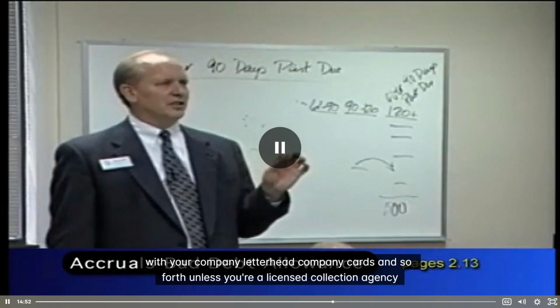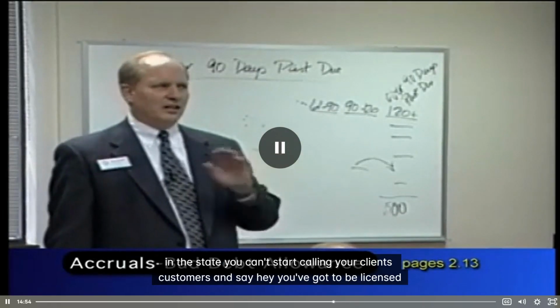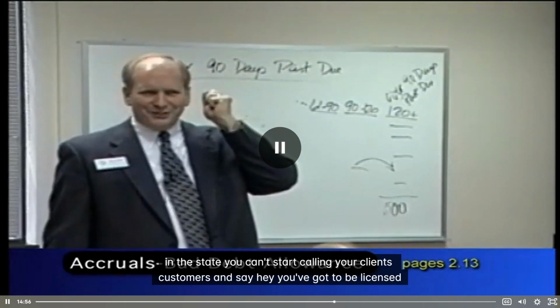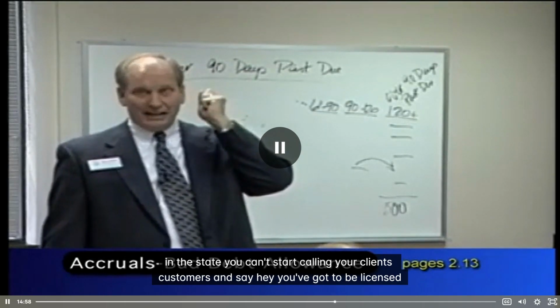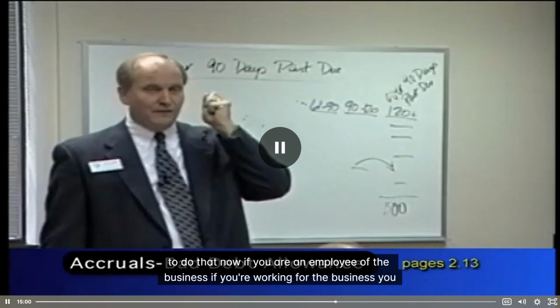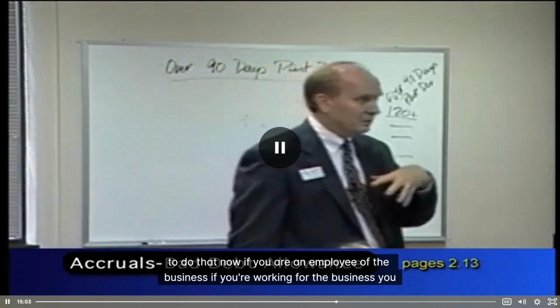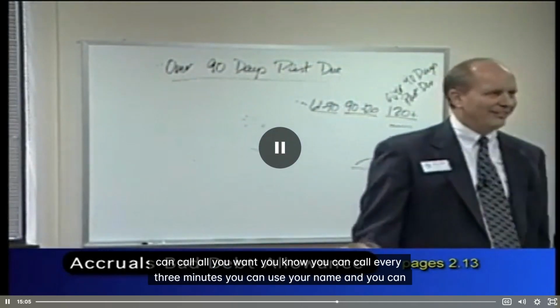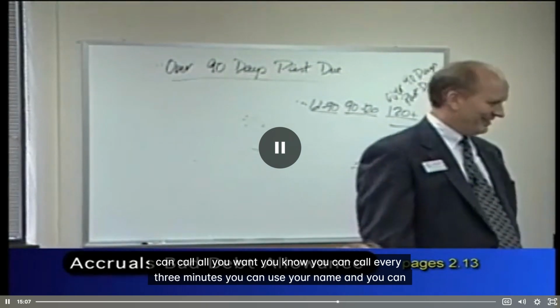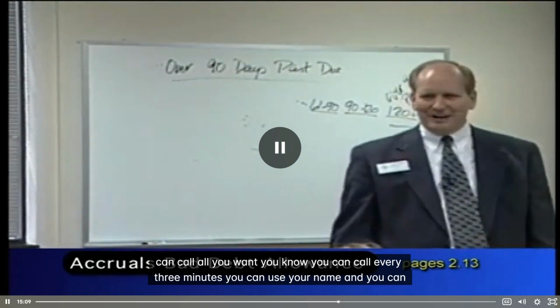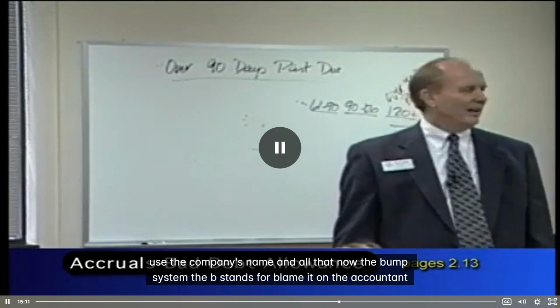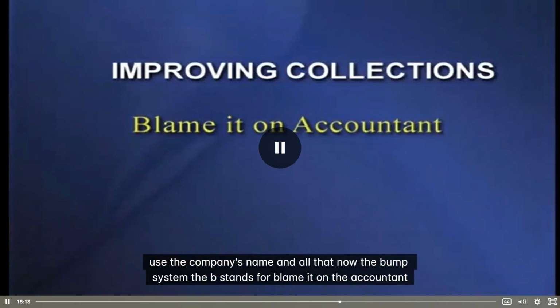Unless you're a licensed collection agency in the state, you can't start calling your clients' customers and say pay. You've got to be licensed to do that. Now, if you are an employee of the business, you can call all you want. You can call every 3 minutes. You can use your name, and you can use the company's name and all that. Now, the bump system, the B, stands for blame it on the accountant.